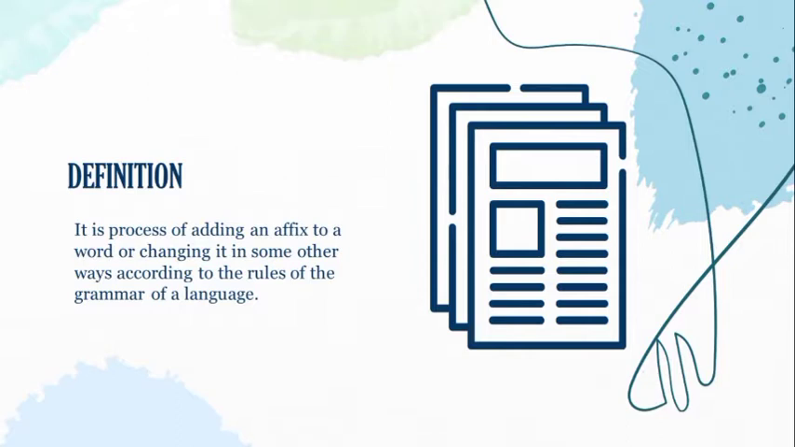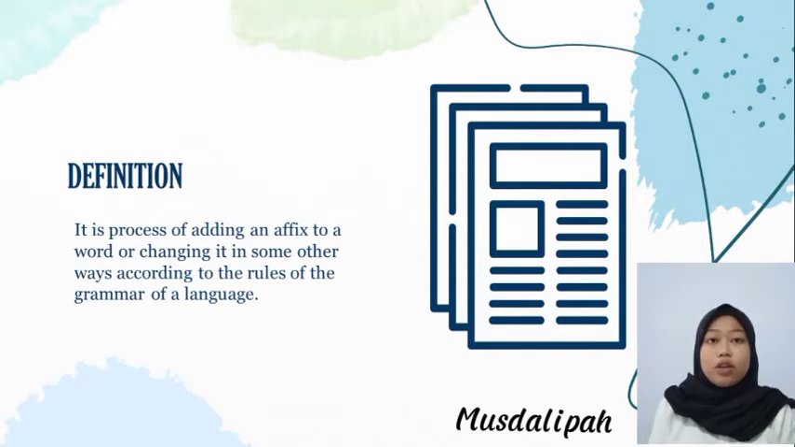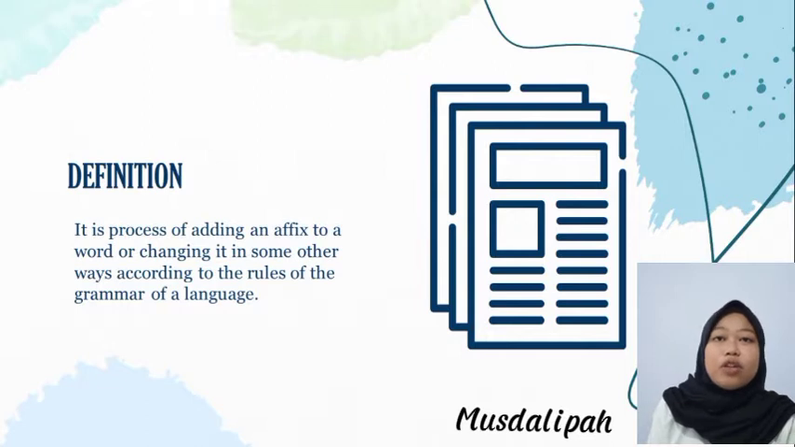The first material will be explained by Musdalifah. So, what is inflection? Inflection is the process of adding an affix to a word or changing it in some other ways, according to the rules of the grammar of a language. In other words, it involves the formation of grammatical forms of a single lexeme: the present, past, the singular, plural, the masculine, feminine, and so on.